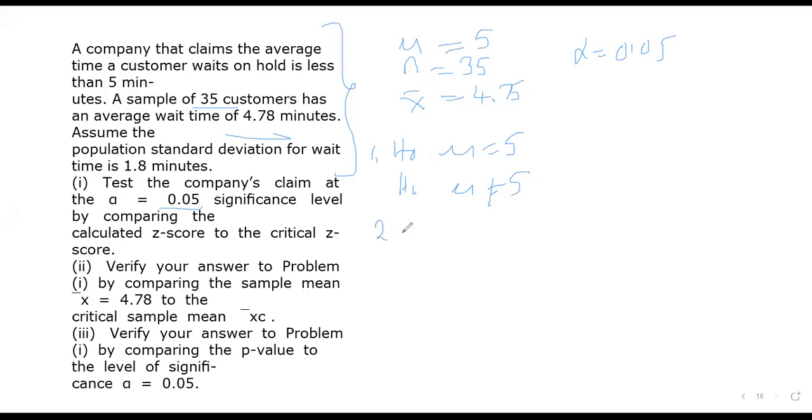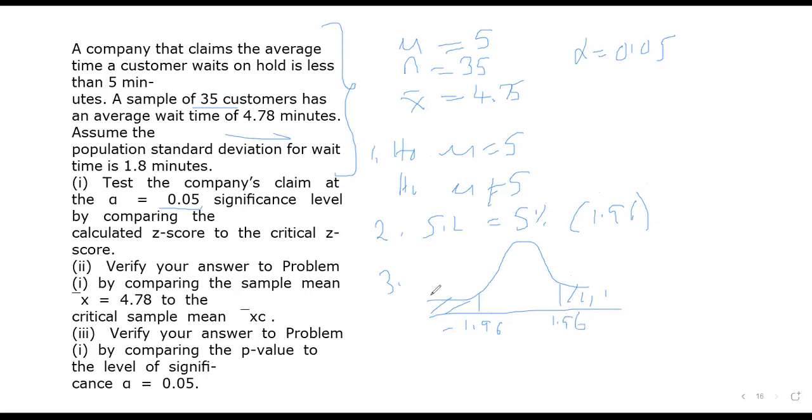Step number 2, the level of significance. What is our level of significance? 0.05, 5%, meaning our Z is what? 1.96. Okay. Step 3, we illustrate our what? Our critical values. These are critical values, negative 1.96 and here positive 1.96.